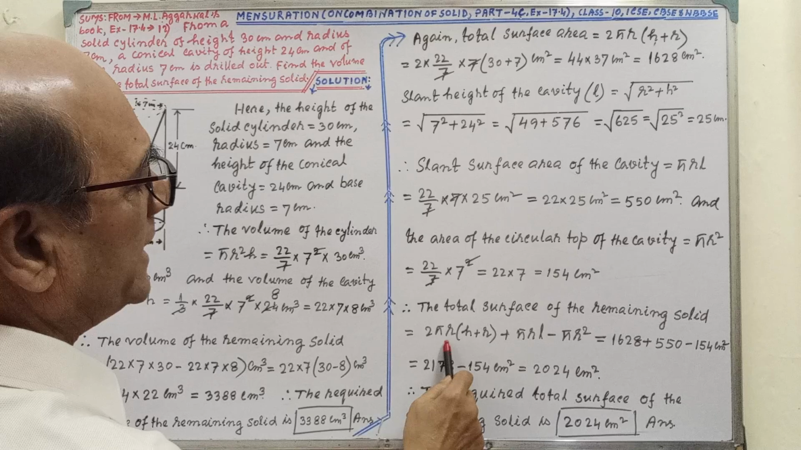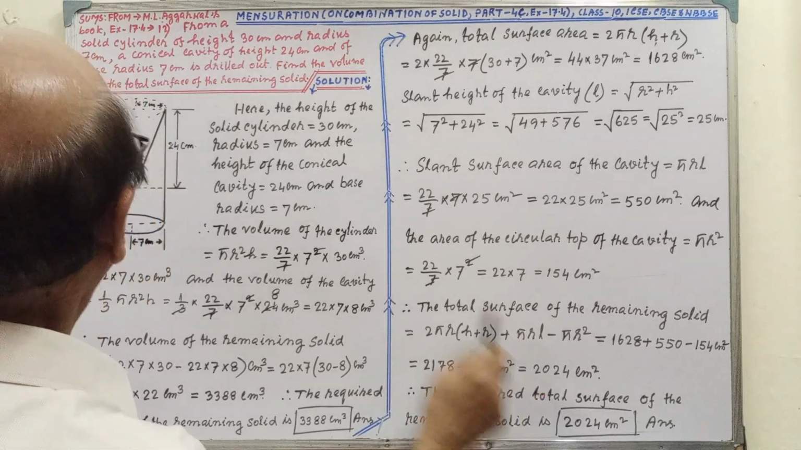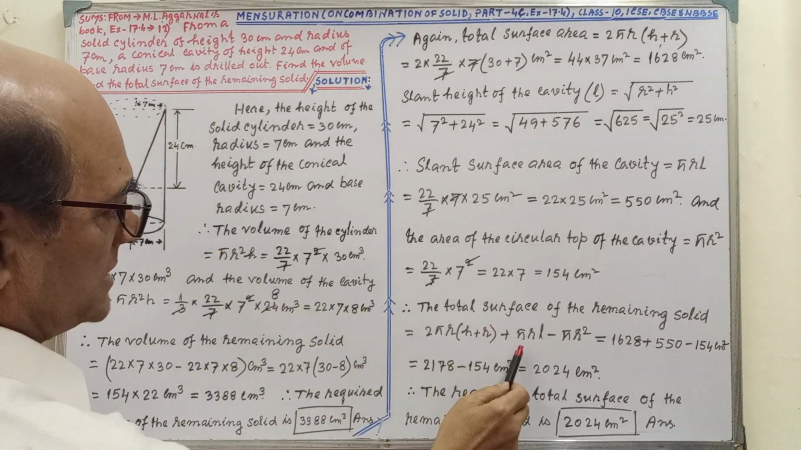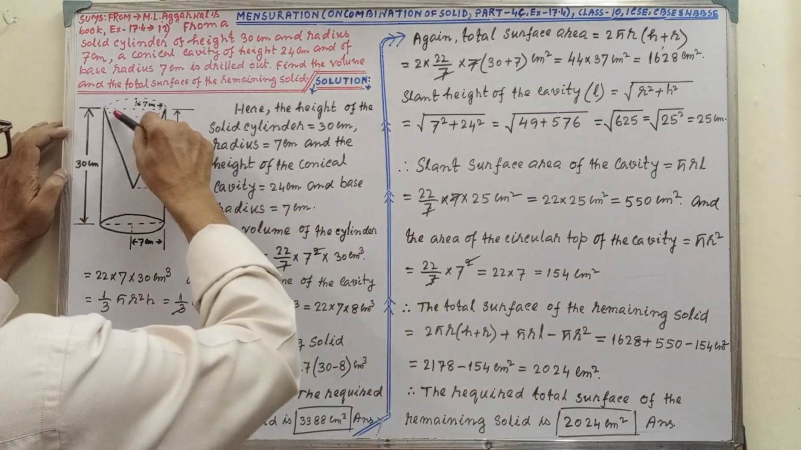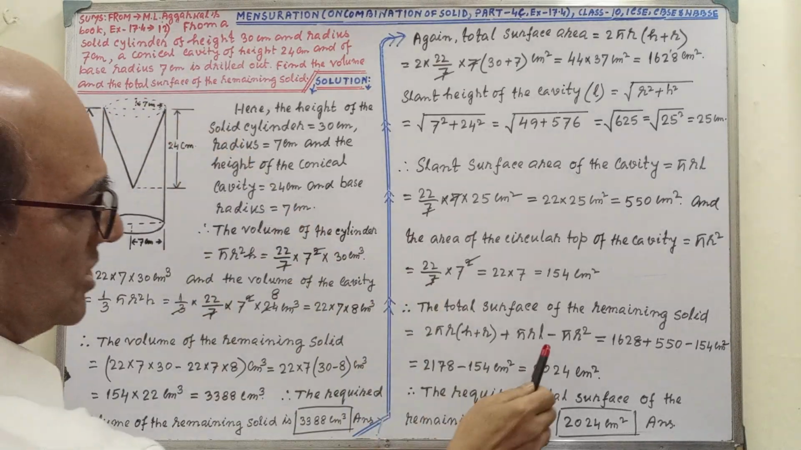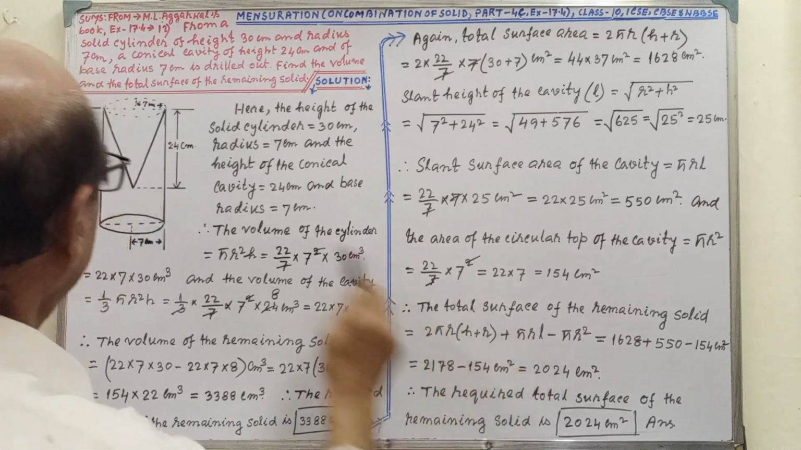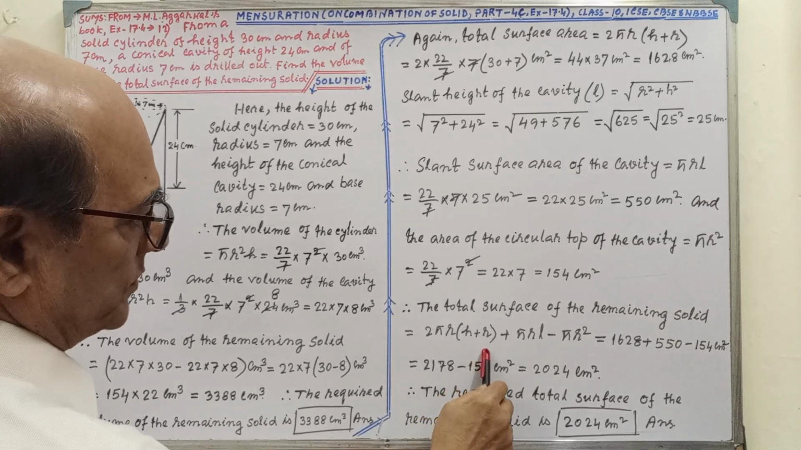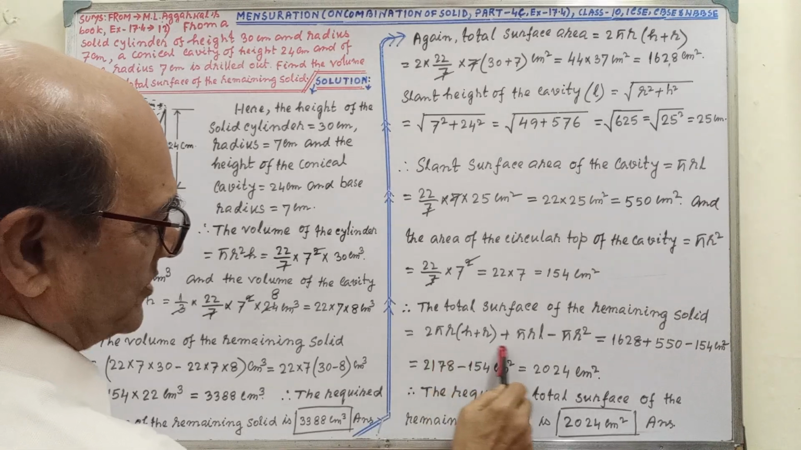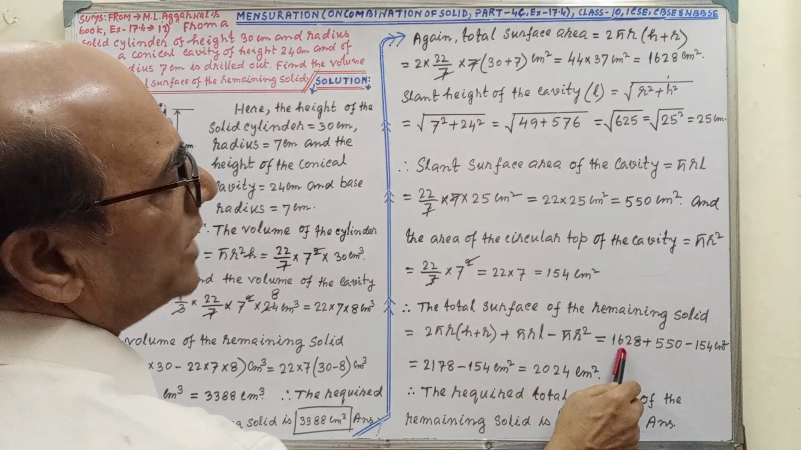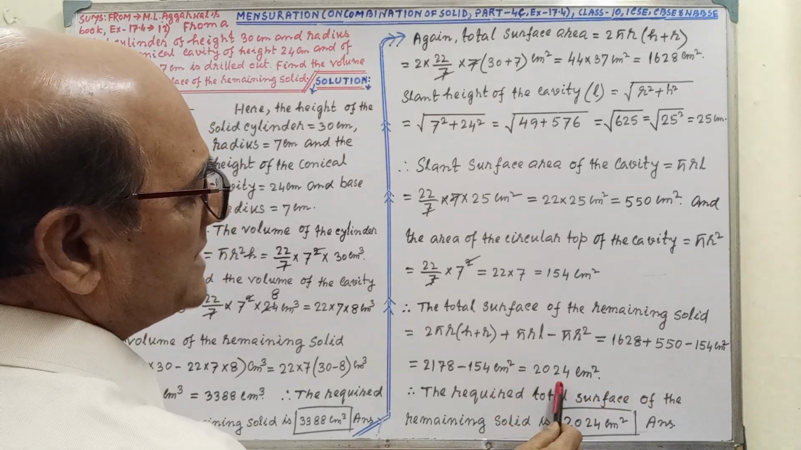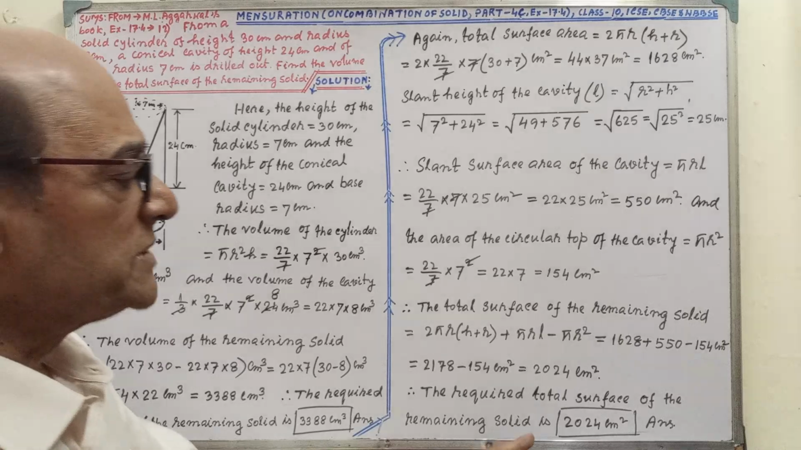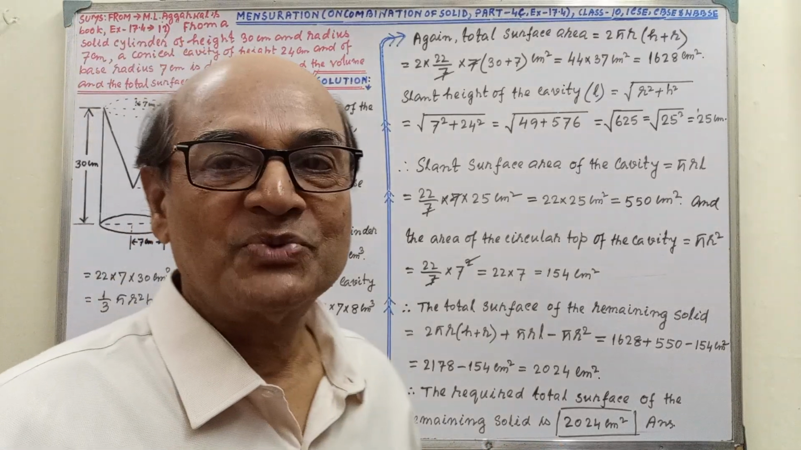Total surface of the cylinder is 2 pi r into h plus r, and the cavity is creating a new surface, that is the lateral surface of the cavity, pi r l, and this is subtracting, that is minus pi r square. By this expression, with the subtraction of the cavity, we are getting the surface area of the remaining solid. This you have to understand clearly. After writing this, we put the values. After putting and simplifying, we are getting 2024 centimeter square. Therefore, the required total surface of the remaining solid is 2024 centimeter square.